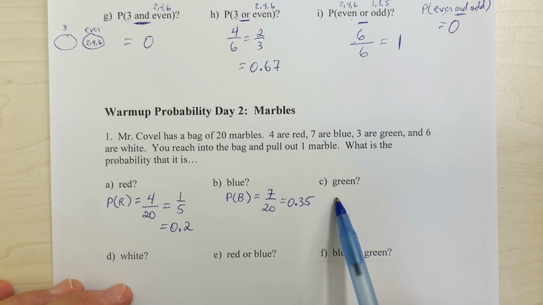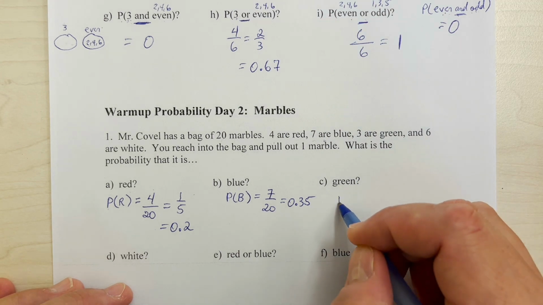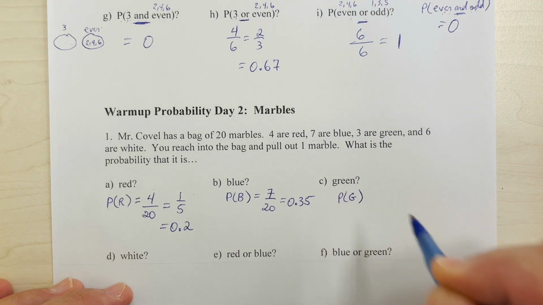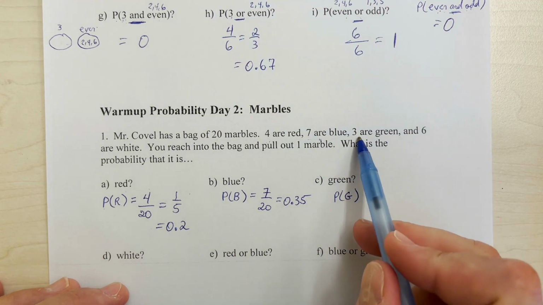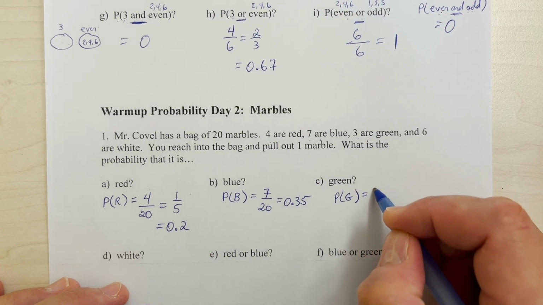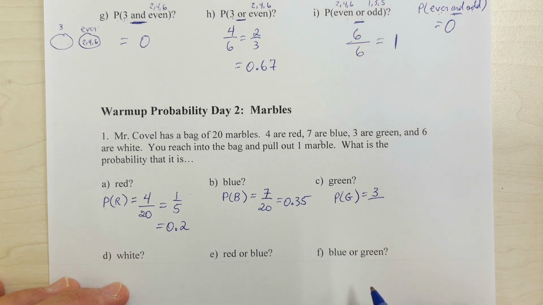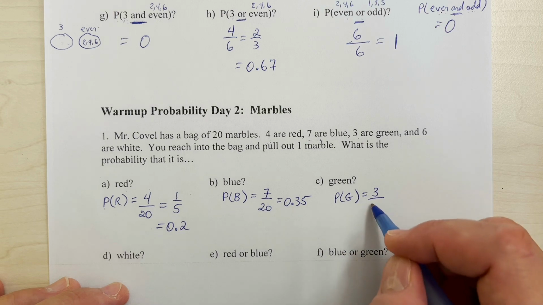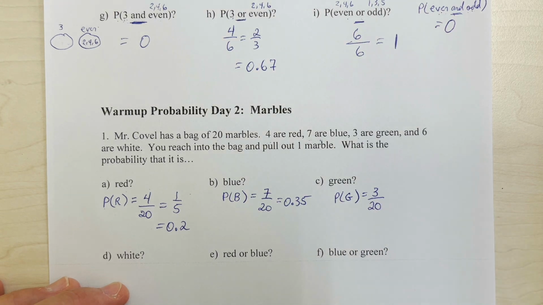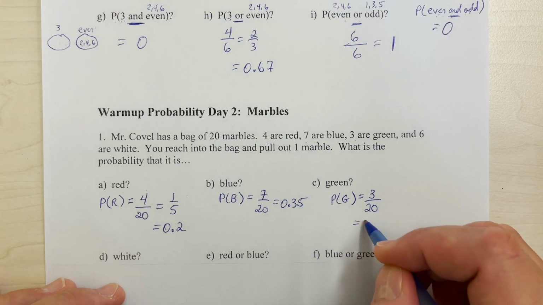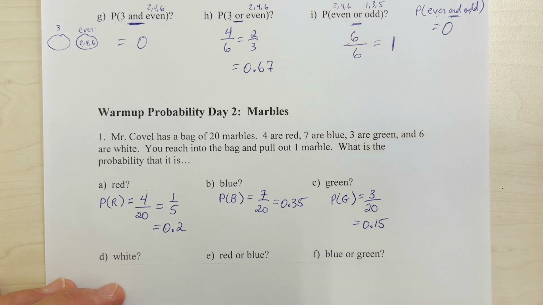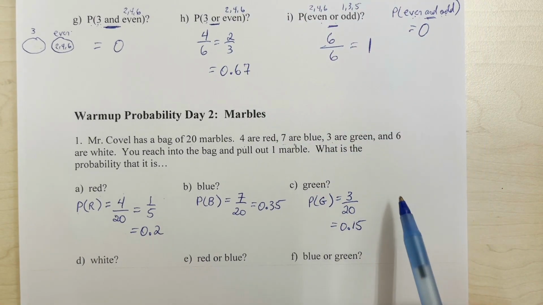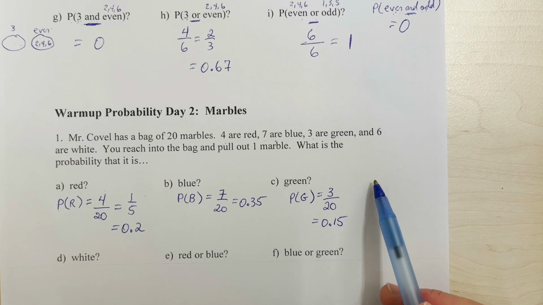What's the probability of green? So probability of green, we have 3 green. So 3 ways that we can pick green divided by 20 total ways to choose a marble, which is equal to 0.15.